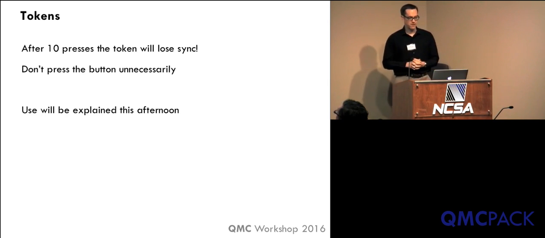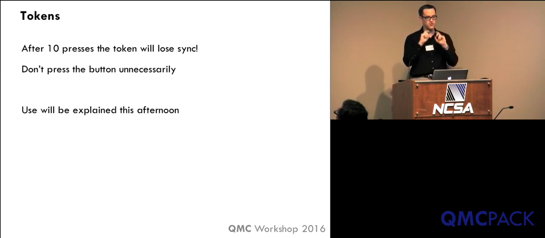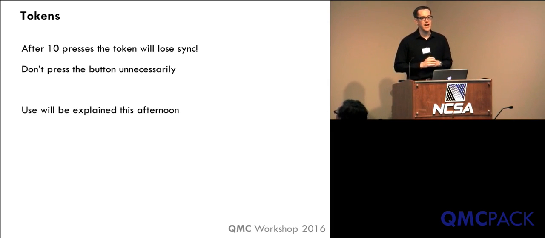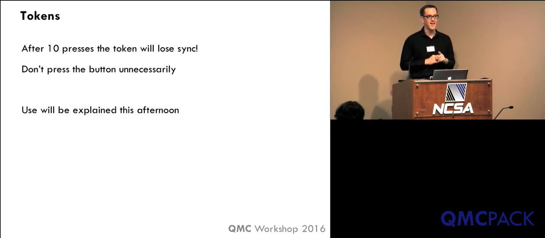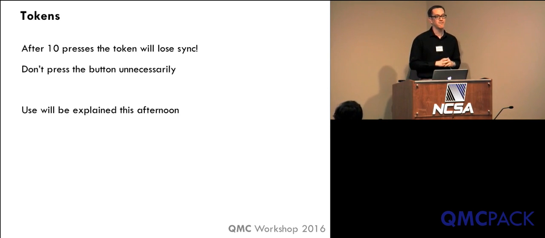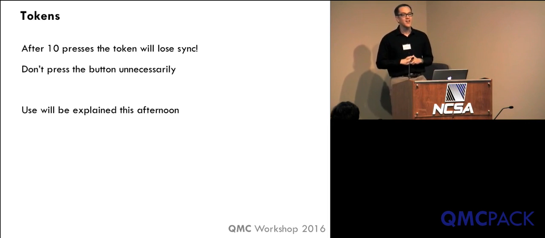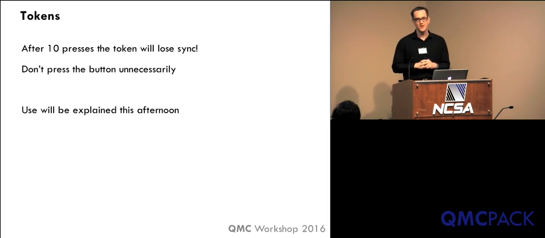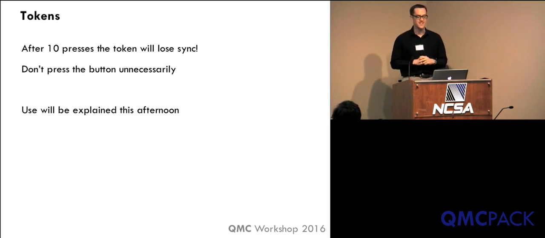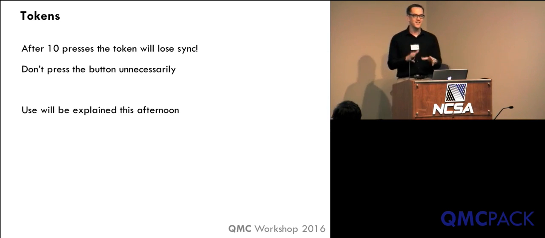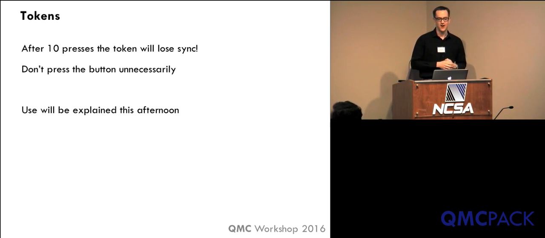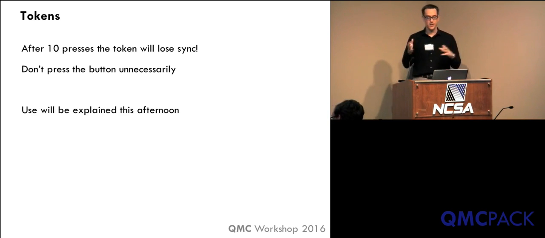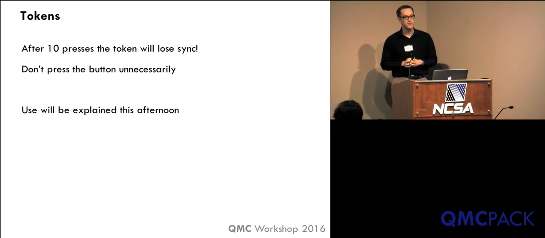Most of you have now received tokens, electronic rolling code tokens, to access the Argonne machines. A very important thing is that when you press the button, it generates a code. This can be quite fun to do, but if you press it too many times, it will lose sync with the server at Argonne and will have to be reset. So don't press the button unless you're actually at a computer trying to log in to the Argonne machines. The use of this token is going to be explained this afternoon.